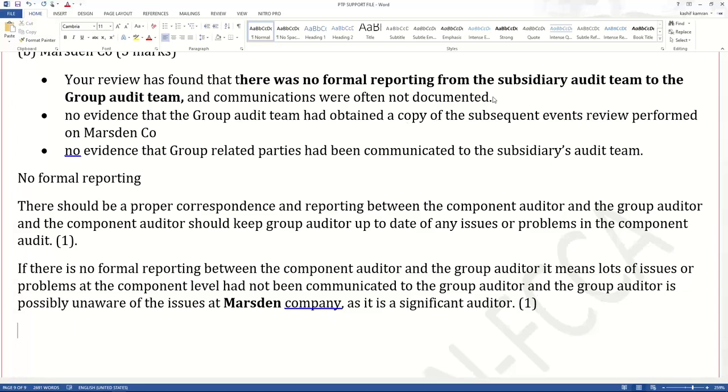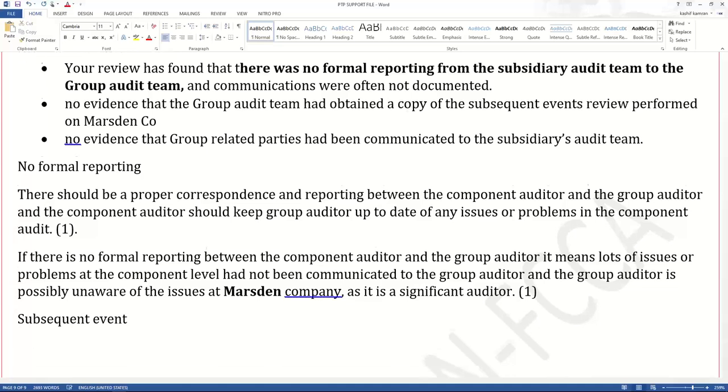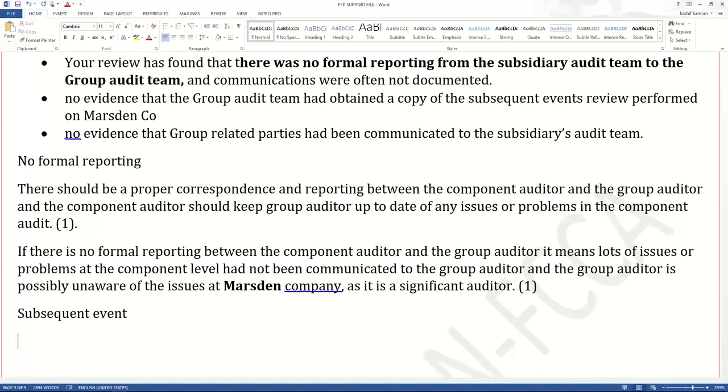The next, no evidence that the group audit team had obtained a copy of subsequent events review. So the next heading will be subsequent events. You tell the examiner, there has been no evidence that the group audit team had obtained a copy of subsequent event review performed on Marston Company.